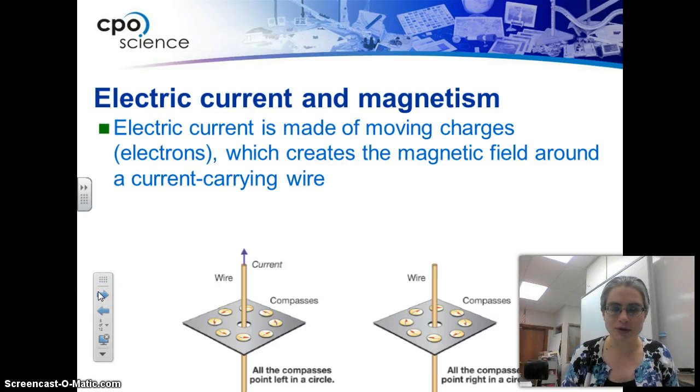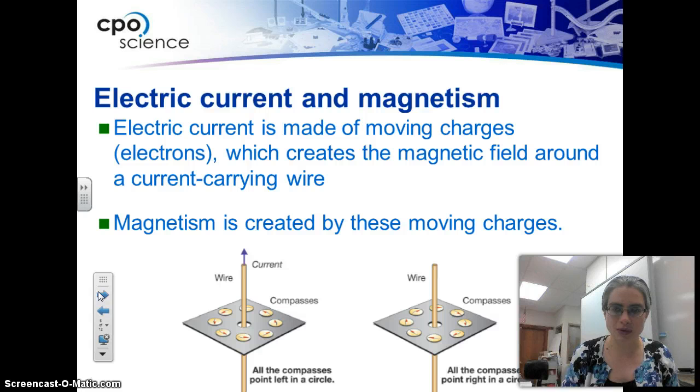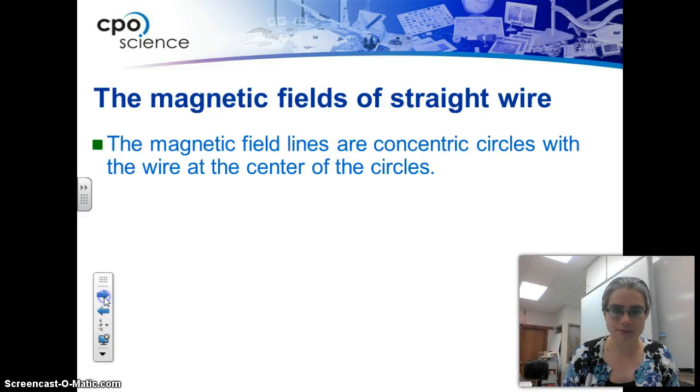Electric current is made up of moving charges, electrons, which creates the magnetic field around a current-carrying wire. Magnetism is created by these moving charges. So we can see there's a magnetic field here that the compasses are reacting to, and there's a magnetic field here that the compasses are reacting to.